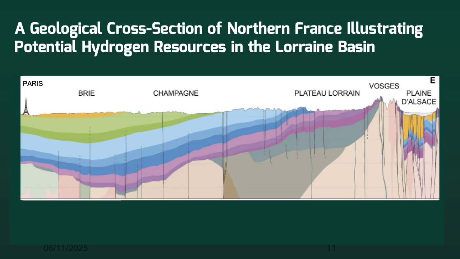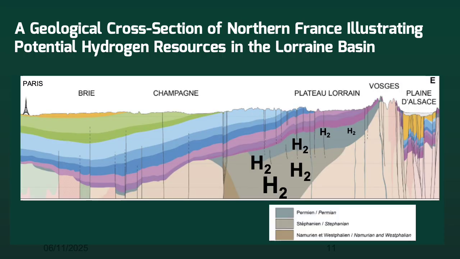Shown here is a geological cross-section of northern France, illustrating the location of potential hydrogen resources in the Lorraine Carboniferous Basin. These geological hydrogen resources have been estimated at 34 million tons between 0 and 3,000 meters in depth.